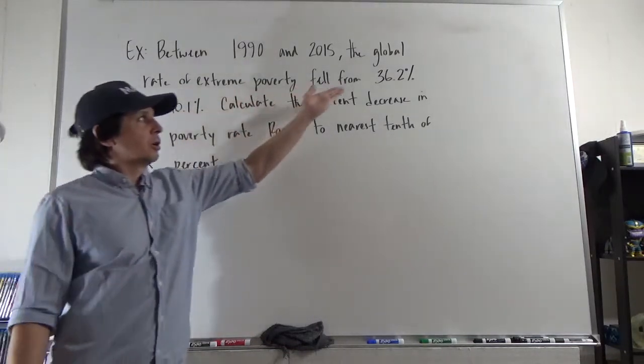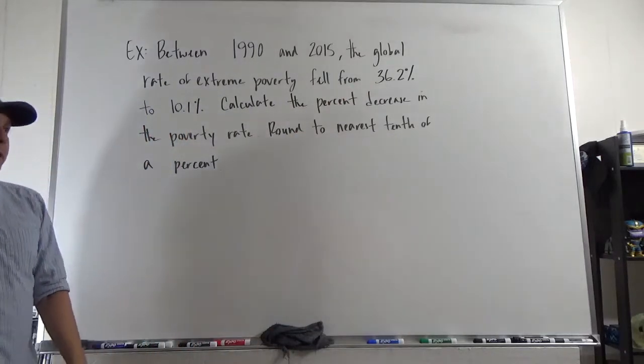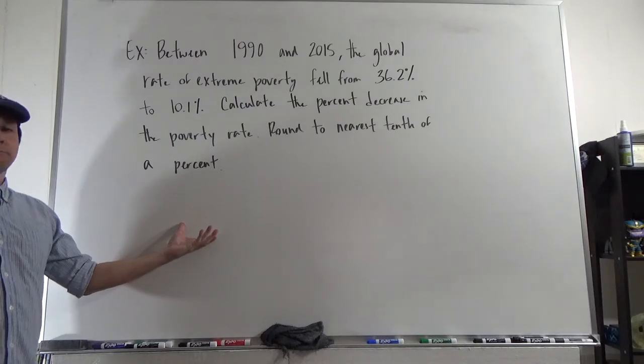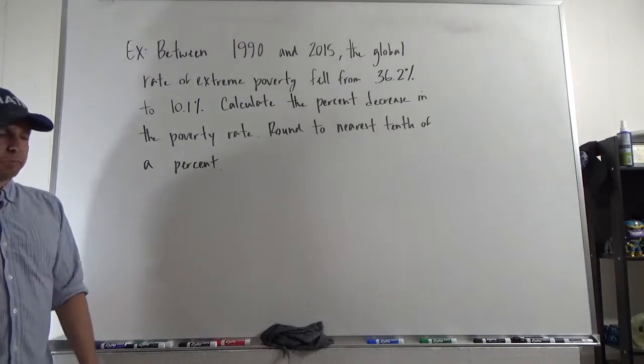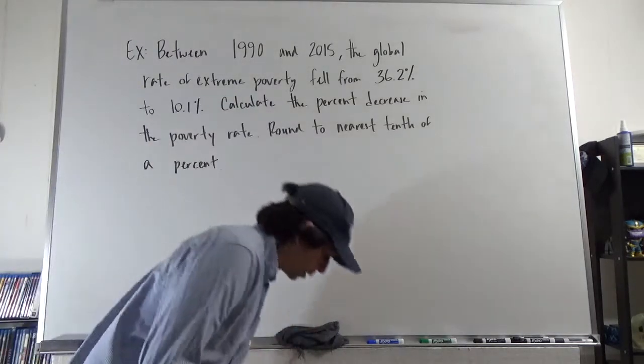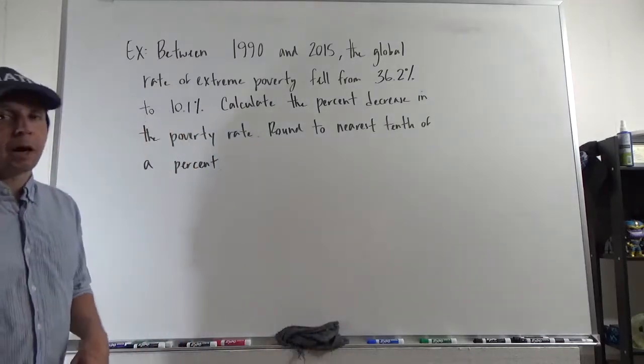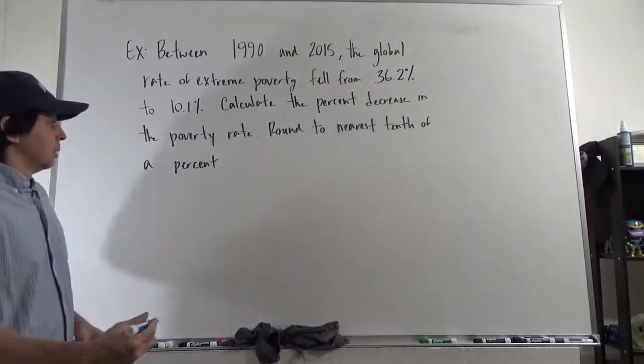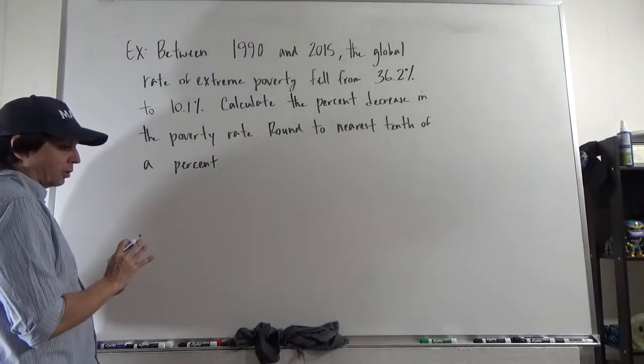These are percents of people living in extreme poverty, and the percent that we're going to get at the end is a percent decrease in that percent of people living in poverty. It'll be the percent decrease of the poverty, what's called the poverty rate. Okay, but anyway, pause it here, see if you can do it.